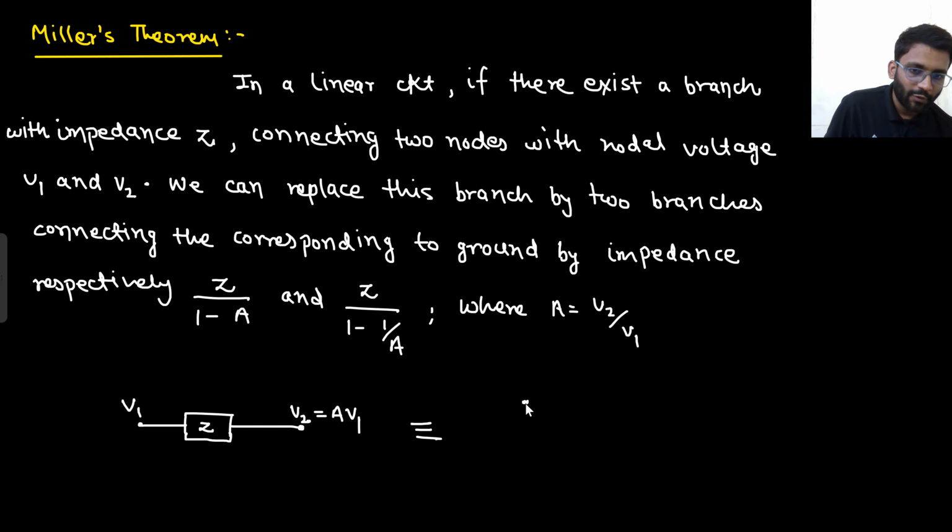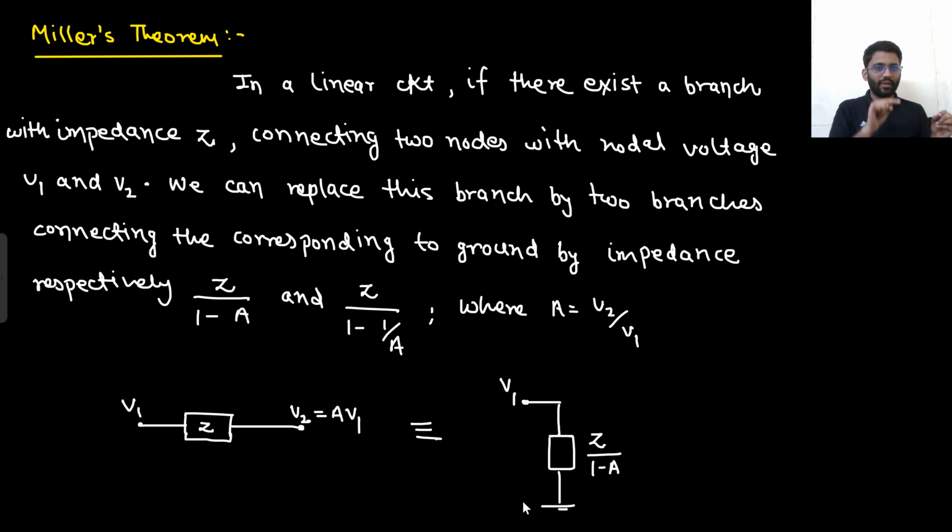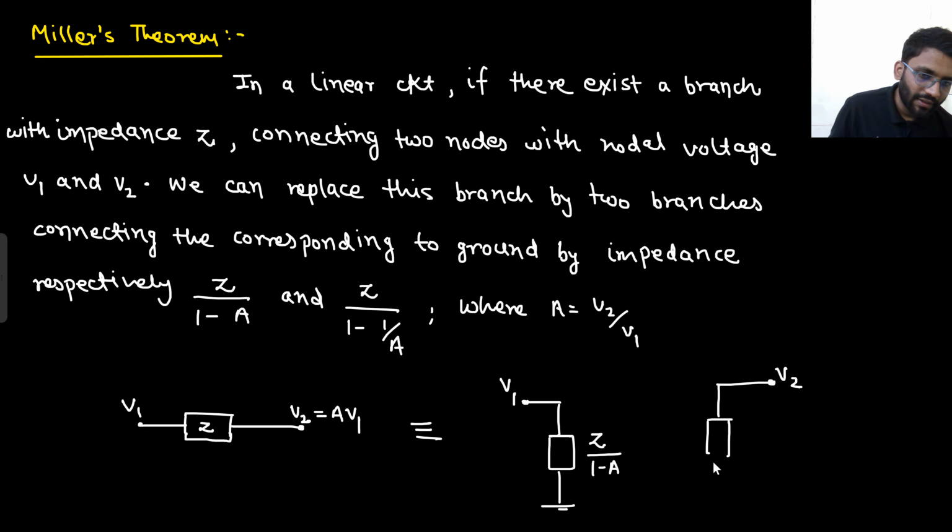From V1 to ground, I see the impedance that is Z upon 1 minus A. Or from V2 to ground, I see an impedance that is Z upon 1 minus 1 by A.